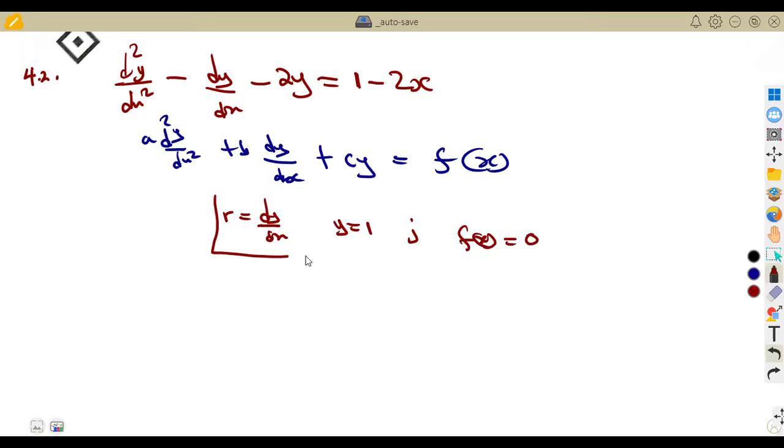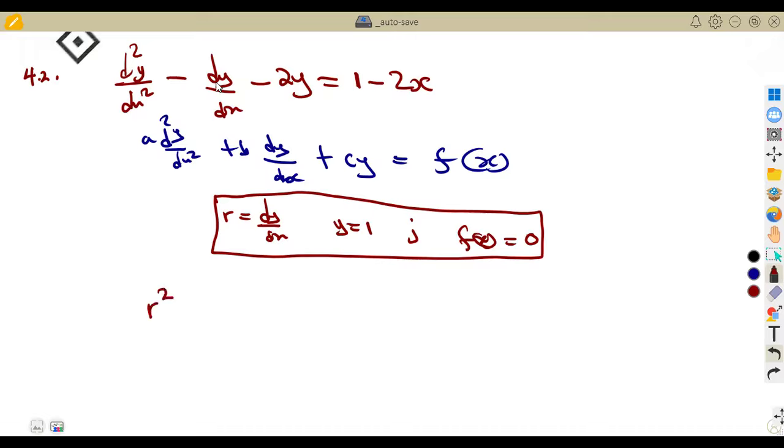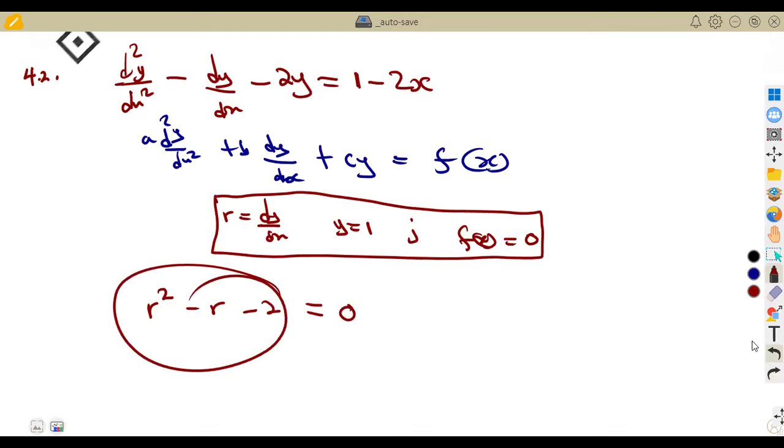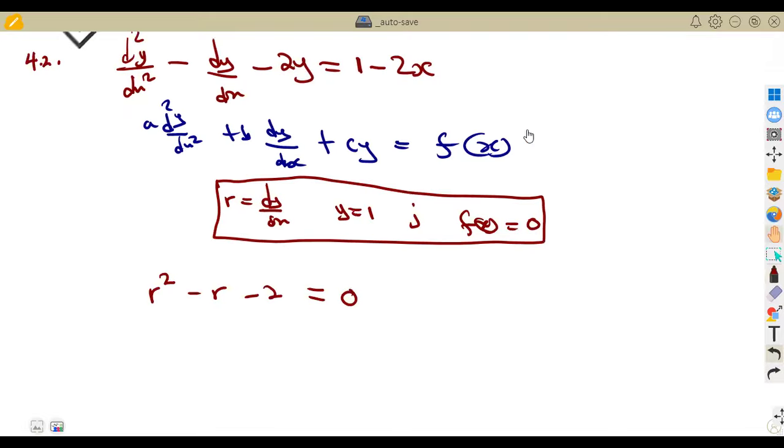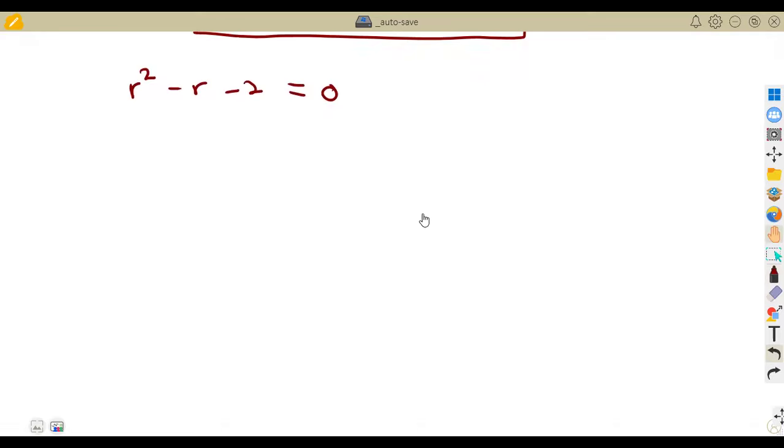So if we take this into consideration, we formulate what we call the auxiliary equation. So if this r is representing dy dx, this one is a second derivative, so it means we've got r squared minus r in this case minus 2 times y. Y is 1, so if you multiply by 1, it's just going to be minus 2. And this will be equal to what? This will be equal to 0, because we said the whole of f of x is now represented by a 0. So with this auxiliary equation that we have, we are going to solve so that we obtain what we call the complementary function.